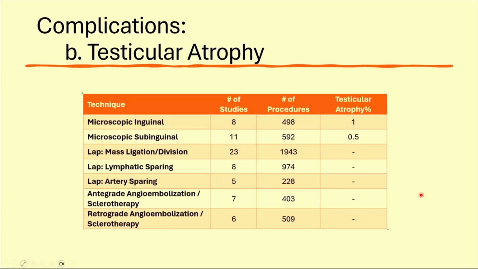And the last thing, testicular atrophy. Unfortunately, there was no head-to-head comparison in terms of testicular atrophy. Even in the literature, the systematic review that I found only labeled the microscopic inguinal as having a 1% chance of testicular atrophy, and the subinguinal 0.5. For the rest of them, there is not much data in the literature in terms of testicular atrophy in the adolescent age group.